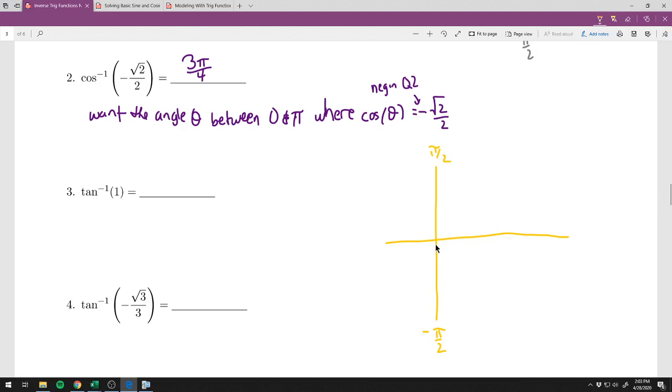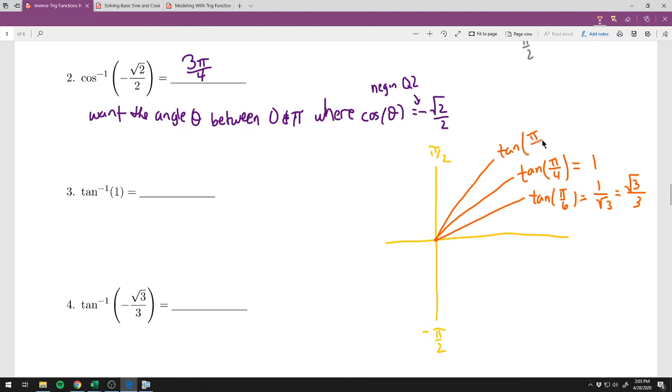And the reference angles of pi over 6, pi over 3, and pi over 4, the tangent values are as follows. Tangent of pi over 6, and that's sine of pi over 6 over cosine of pi over 6, it's 1 over the square root of 3, which is the same as the square root of 3 over 3. This is something we talked about before, so I'm not just making this up out of nowhere. Tangent of pi over 4 is 1. And tangent of pi over 3 is square root of 3.